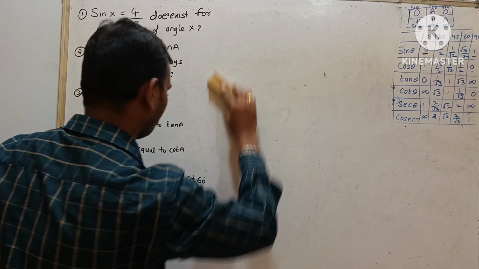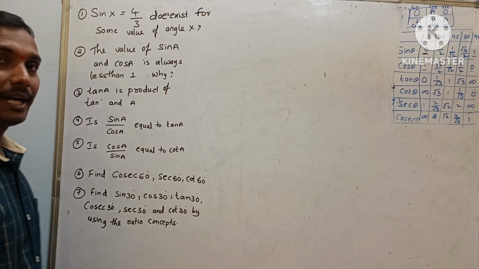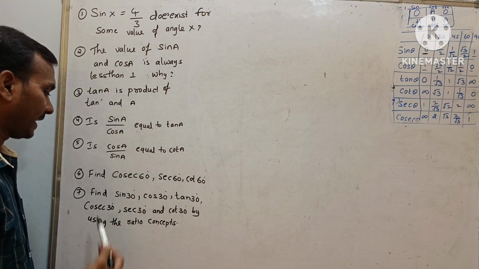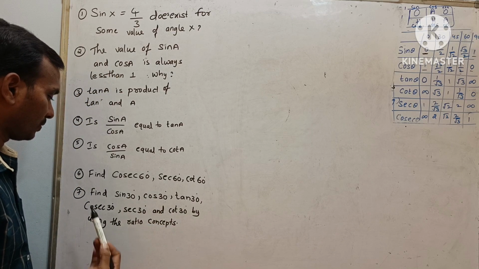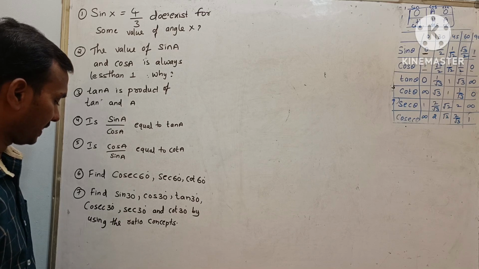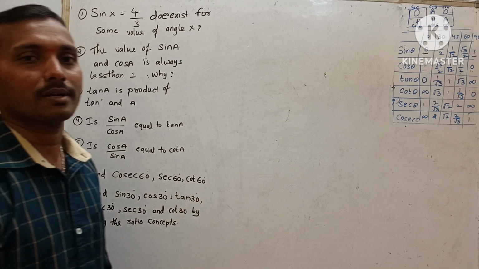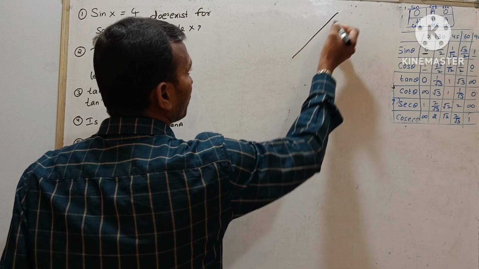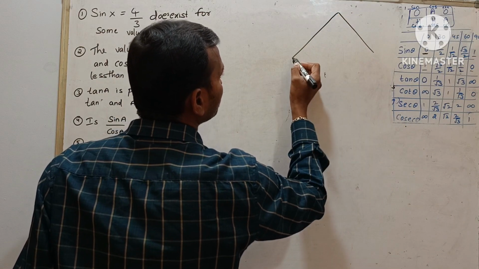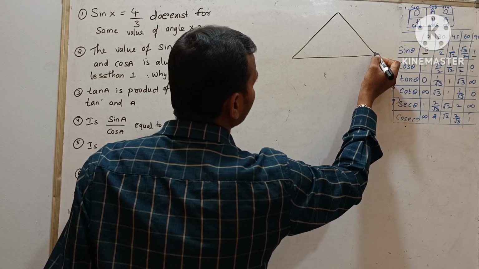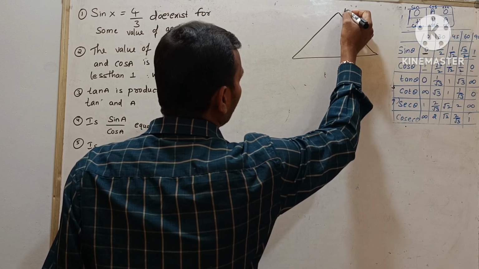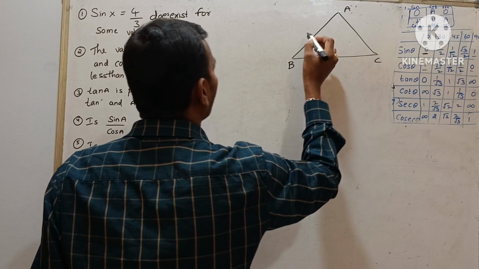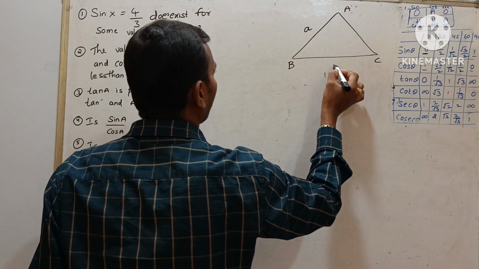Next question is, find cosec 60 degree, secant 60 degree, cot 60 degree. Find sin 30, cos 30, tan 30, cosec 30, secant 30, cot 30 by using ratio concept. To prove this, first we will take one equilateral triangle. So we know what the equilateral triangle means? A triangle in which all the three sides are equal is called an equilateral triangle.